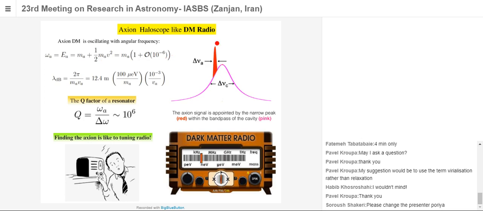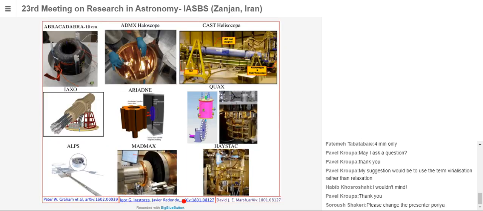For example, in order to have this signal in your instrument, you have to have a resonant cavity with a quality factor of 10 to the 6. So it seems you have a dark matter radio. It's interesting that you are tuning your radio to find an unknown frequency, which is the dark matter mass. You have to turn your radio and play with that. Find a station. Exactly, it is what people are doing in axion detection experiments.